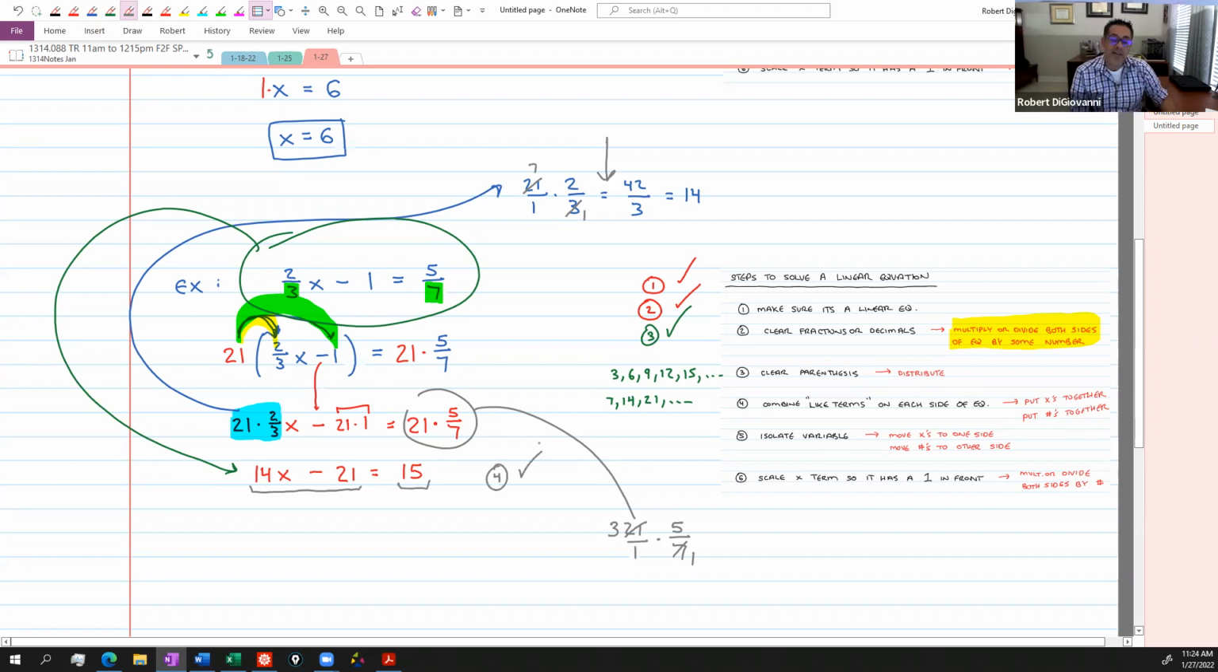Step 5, isolate the variable. So our variable is not isolated right now, right? We have 14x, take away 21 equals 15.